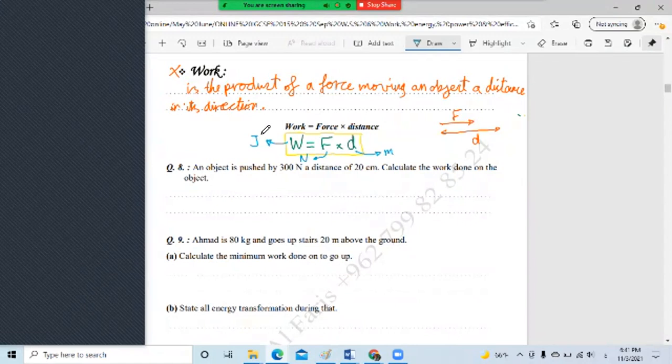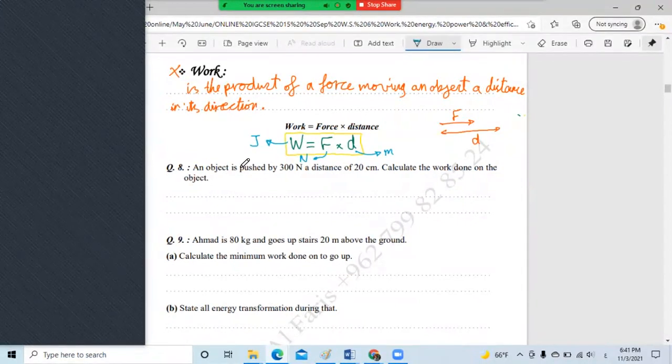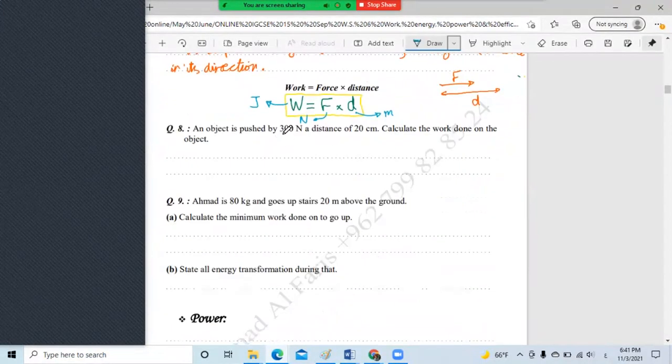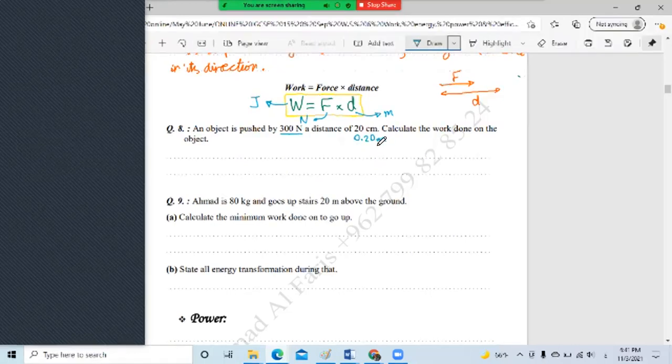Okay. So let's answer these simple questions. An object is pushed by 300 Newton, a distance of how much? 20 centimeters. That means you have to convert it into meters, 0.20. How do we convert from centimeter to meter? We divide by 100. Calculate the work done on the object.